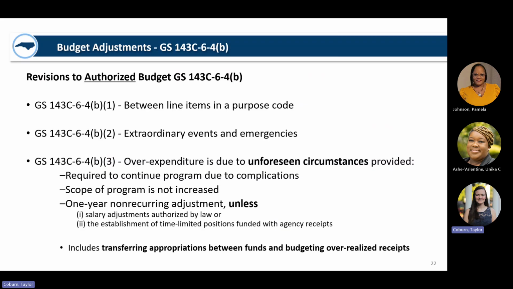Subsection B3 authorizes overexpenditures due to unforeseen circumstances if all of the following conditions are met. That includes the overexpenditure is required to continue the program, the scope of the program is not increased, and the overexpenditure is authorized on a non-recurring basis for 1 year, except in the case that it's for a salary adjustment authorized by law, like the LI, or the establishment of time-limited positions funded with agency receipts. This subsection would allow for realignments across funds.